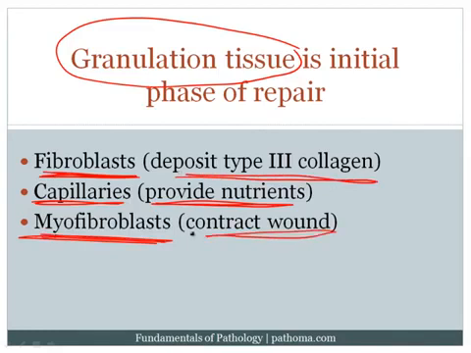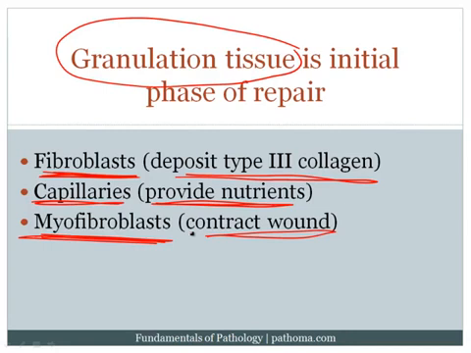Each of these are very important to be familiar with, but let me take a step back. First of all, when we talk about granulation tissue, I want to make it very clear that granulation tissue is different than a granuloma. Unfortunately, sometimes students confuse these two terms because they sound a little bit similar. What is granuloma? Granuloma is a subtype of chronic inflammation. And what's the hallmark of granuloma? Epithelioid histiocyte.